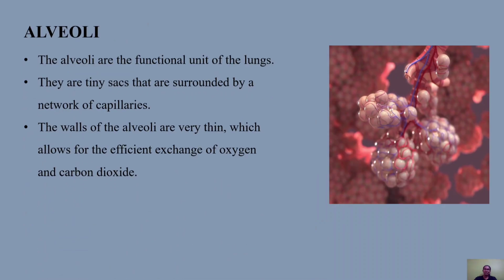Alveoli are the functional unit of the lungs. They are tiny sacs that are surrounded by a network of capillaries. The walls of alveoli are very thin, which allows for efficient exchange of gases, that is the oxygen and the carbon dioxide. There are about 300 million alveoli in each lung. The alveoli are constantly being renewed. New alveoli are formed from the cells that line the bronchioles.